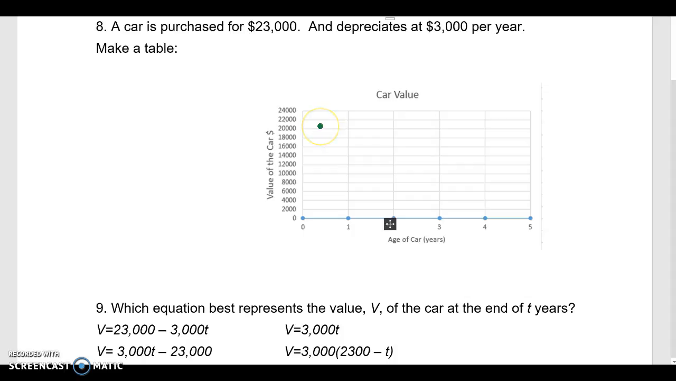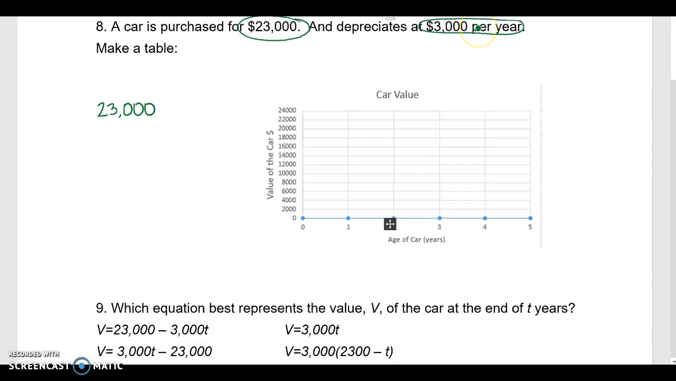So they want us to make a table. First, let's talk about the situation. So you purchase a car for $23,000, right? So that's my starting point. The car is $23,000. And then what happens? It depreciates $3,000 per year.